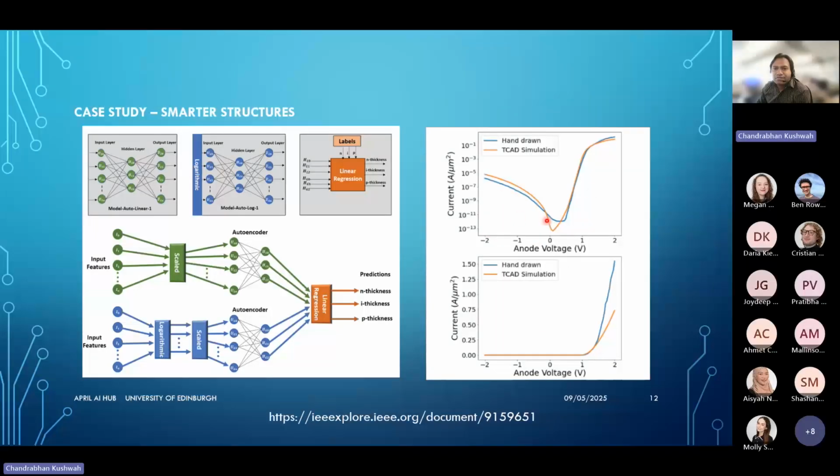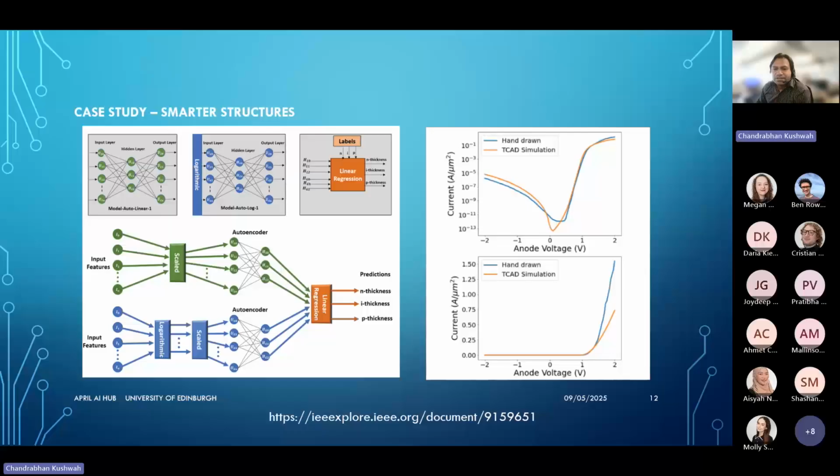This hand-drawn curve was discretized and input into the AutoCombined model to determine the corresponding layer thicknesses, the different thicknesses of the PIN diode: thickness of the P region, thickness of the N region, and thickness of the intrinsic region. The model returned values which are very close to the hand-drawn values.